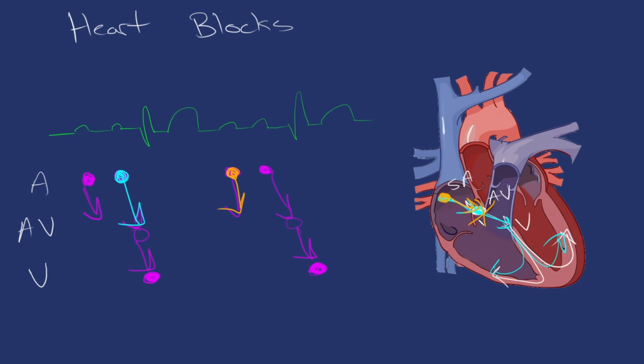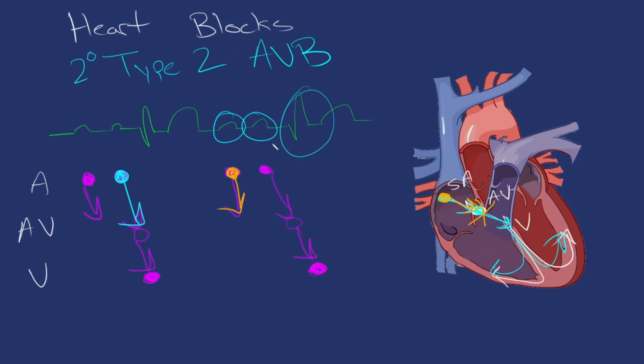So the way to remember this one is, if some P's don't get through, you have a Mobitz 2, or you might hear, it's time to pace a Mobitz 2. And this is a second degree, or Mobitz type 2 heart block. And this one in particular, because we have two P's for every R, is a 2-to-1 AV block. There might be 3 P's, there might be 4, and you just add that on, however many are not being conducted until one is.